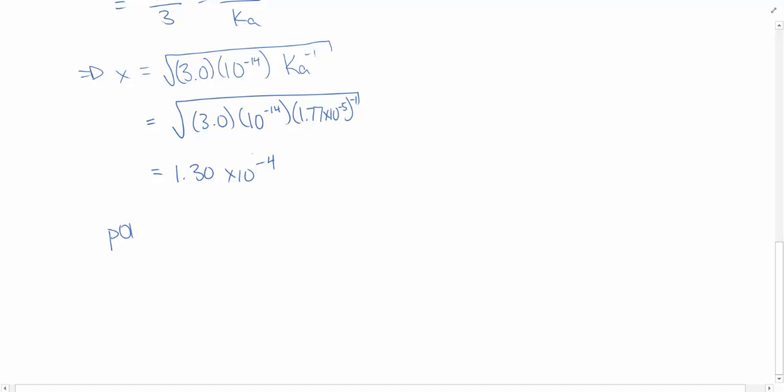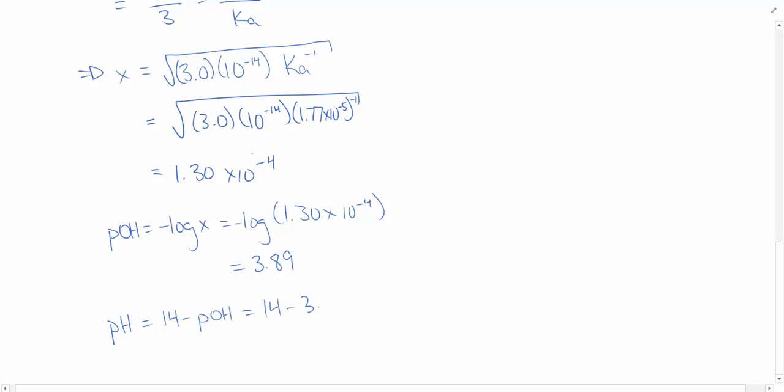So our pOH is equal to negative log of x, which is equal to negative log of 1.3 times 10 to the negative 4. And that is 3.89. The question asked for the pH, which is equal to 14 minus the pOH. So that's equal to 14 minus 3.89, which is 10.11. So our pH in this case is 10.11.